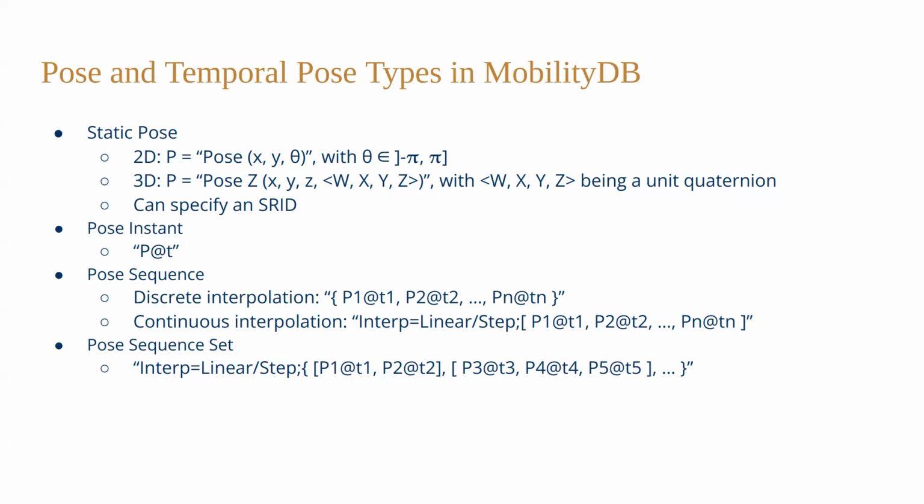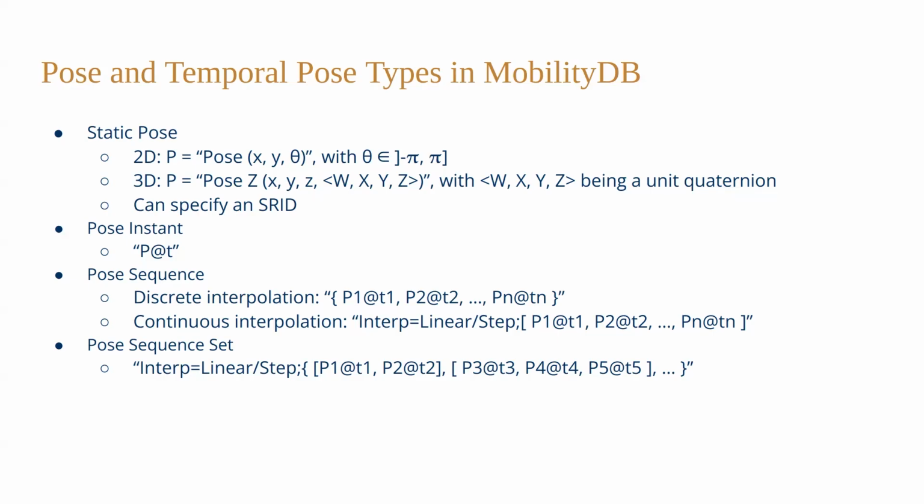So we have position XY and then orientation theta in 2 dimensions. And in 3 dimensions, we have XYZ as position and then the unit quaternion for the angle. Since this is essentially equivalent to what PostgreSQL is doing for its geometries, we also store the SRID, or the coordinate system, associated to this pose. Then we implemented the type called temporal pose, which can come in 3 durations. A pose instant, which is just a single pose associated to a timestamp.